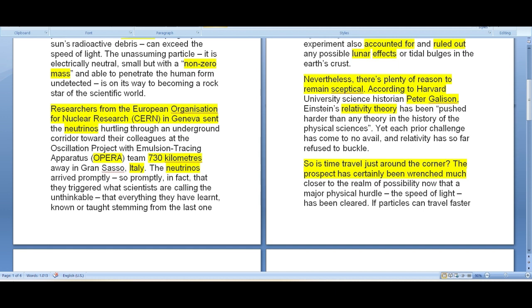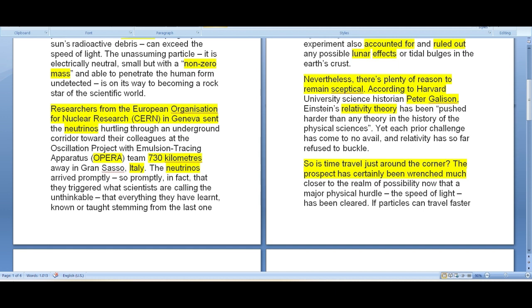The prospect has certainly been wrenched much closer to the realm of possibility now that a major physical hurdle, the speed of light, has been cleared. If particles can... Still, we don't get an answer. Don't get confused from closer to the realm. It's closer to the realm of possibility as a possibility. It's not closer to actually happening. And definitely, we don't know anything yet about practical uses of it.